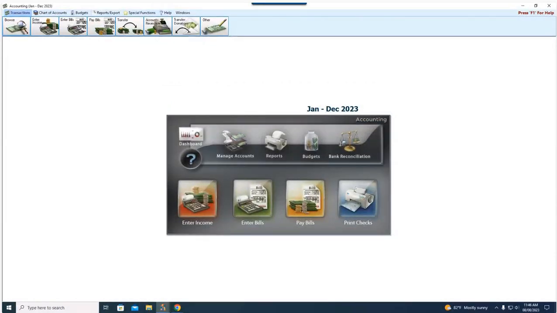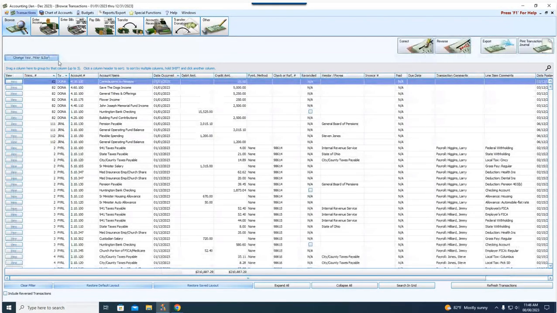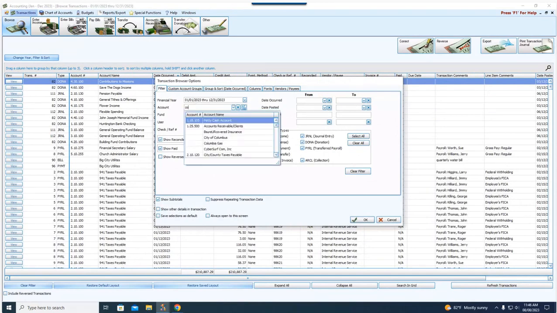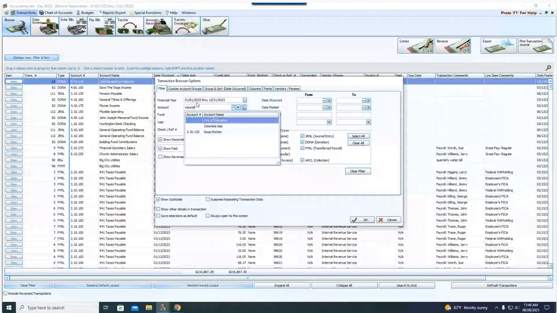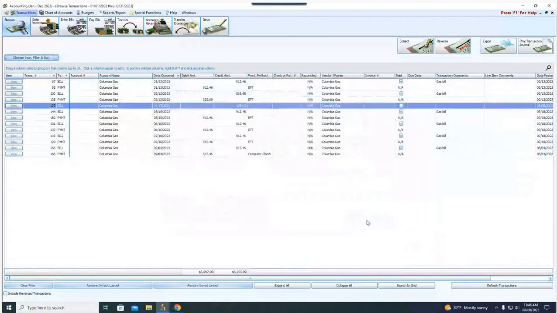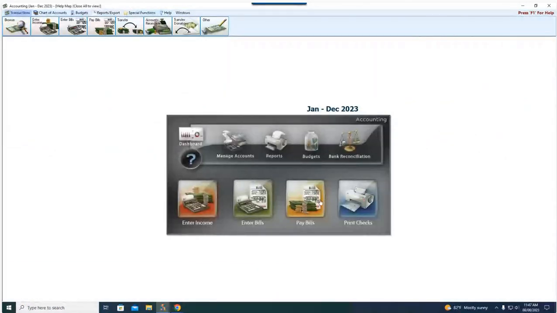So again, I'm going to go right up here, go to browse, go to here. We're going to find Columbia Gas, and click OK. And our debits and credits are again unbalanced. Looking at my bills and payments, we notice right here I've got a bill and a payment in January, a bill and a payment in March. I've got a bill in April, but no payment.